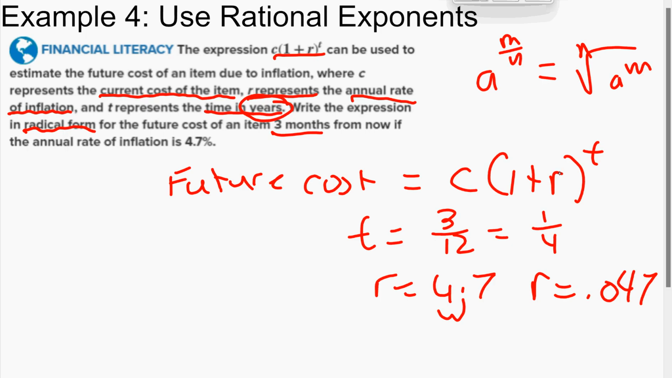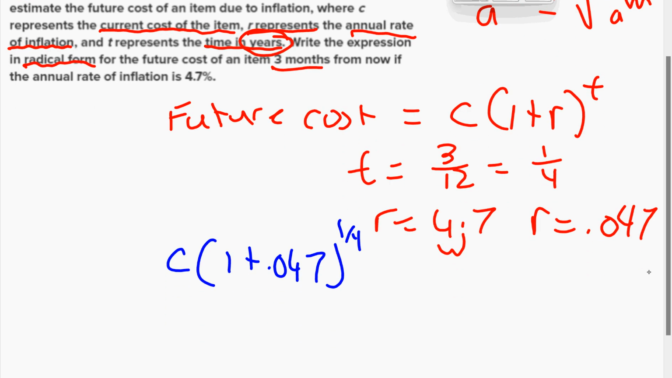I'm just going to plug in my R, plug in my T, and reduce it, and then rewrite as a radical. So we plug in C as C, 1 plus 0.047, so we can reduce that, raised to T, where T is 1/4, right? So it might want us to leave it like that, or maybe we can add that. So it might be a little bit tricky. So future cost is equal to either that, or we can go ahead and combine this.